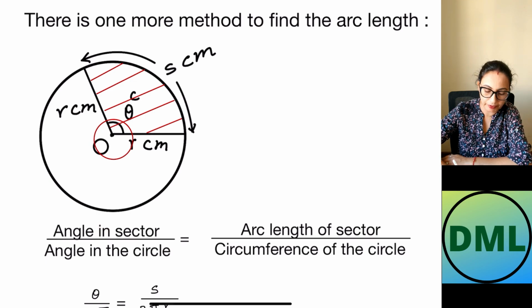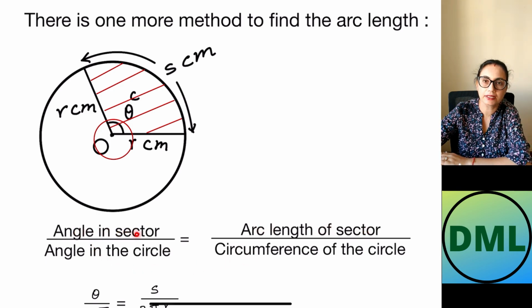So the angle here will be theta radian divided by the angle of the circle. What is the angle of the circle? That means the full complete angle of the circle, which is 2 pi radian or 360 degree. Right now we are doing the questions in radian mode, so this will be 2 pi radian, equal to the arc length of the sector. What is my arc length? Arc length is s here, divided by the circumference of the circle. Circumference of the circle is 2 pi r. This is the method to find out the arc length of the sector.